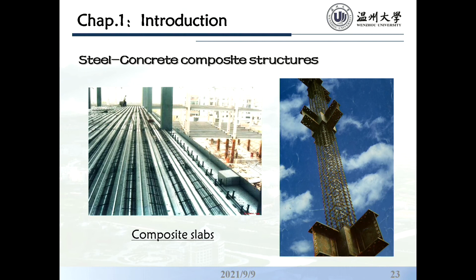Because for a reinforced beam, the steel bars are just at the bottom, right? But for a bridge, this part they use concrete, and this part they use steel. This is a composite structure. And sometimes it will be a box girder.